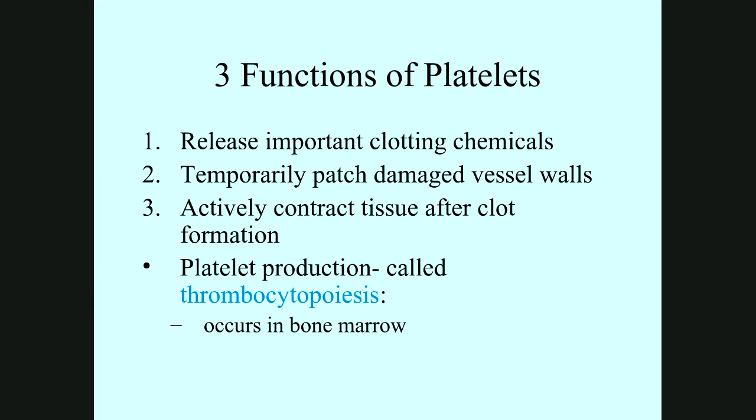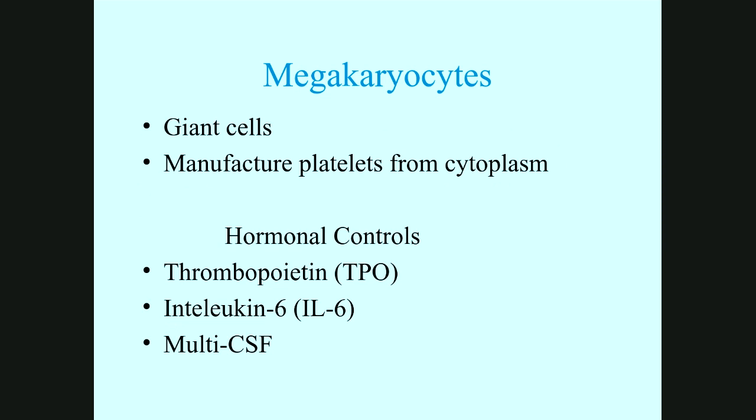The platelet production, which we call thrombocytopoiesis, happens, as I said, in the red bone marrow from gigantic cells that we call megakaryocytes. And this is under the control of several hormones: thrombopoietin, TPO, interleukin-6, or multi-stimulating factors.